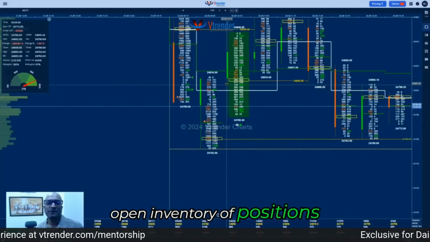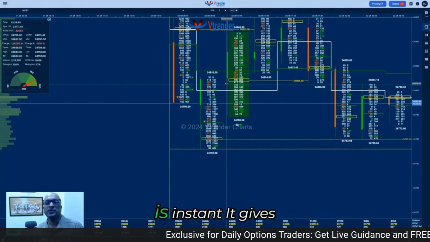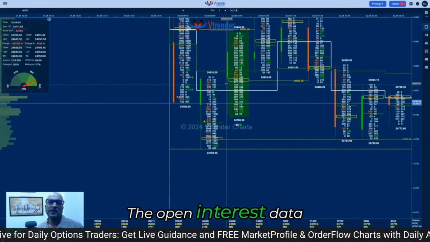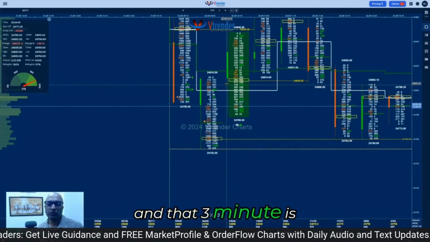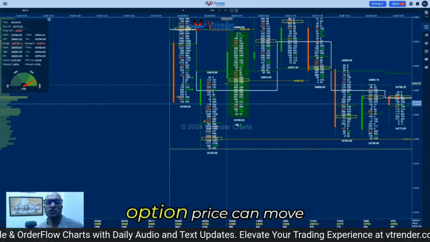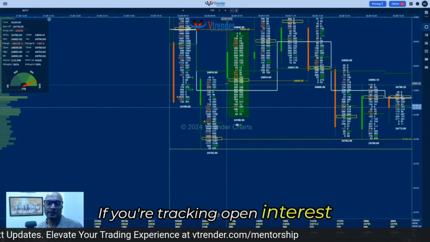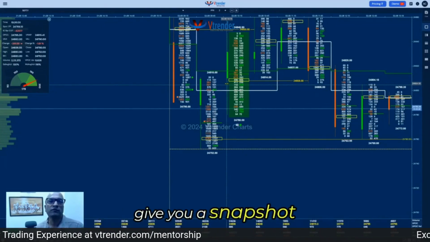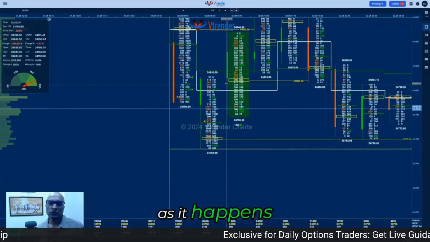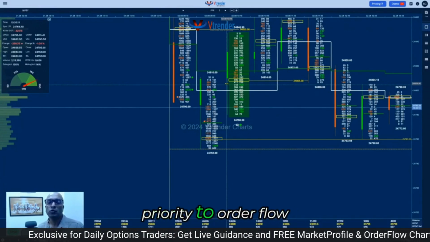Open inventory of positions, but don't mix it. The reason we go with order flow is because order flow data is instant. It gives you demand and supply in the next tick. The open interest data is 3 minutes delayed, and that 3 minutes has a lot of pressure added to it. In 3 minutes an option price can move from 20 to 60, and you will not even know why it happened. If you're tracking open interest, it will just randomly give you a snapshot after the next third minute. But in order flow, you can see it as it happens. So yes, you are an open interest trader, fine, I get it, but always give priority to order flow data.